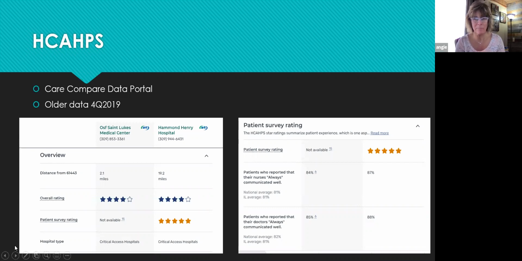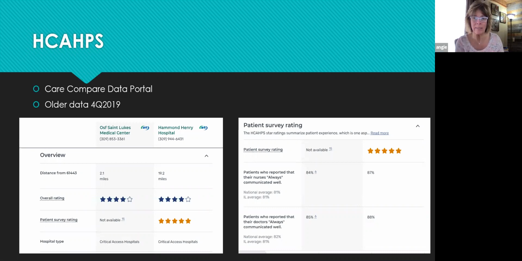Nobody's in this consortium. So what you see is there's star ratings for the overall star rating, and then there's that patient survey rating, and you can see the first one doesn't have any stars, and the second one has a 5-star. What happened was the OSF one did not have enough surveys for publication to create a star rating. I also know a little bit about both of these hospitals.